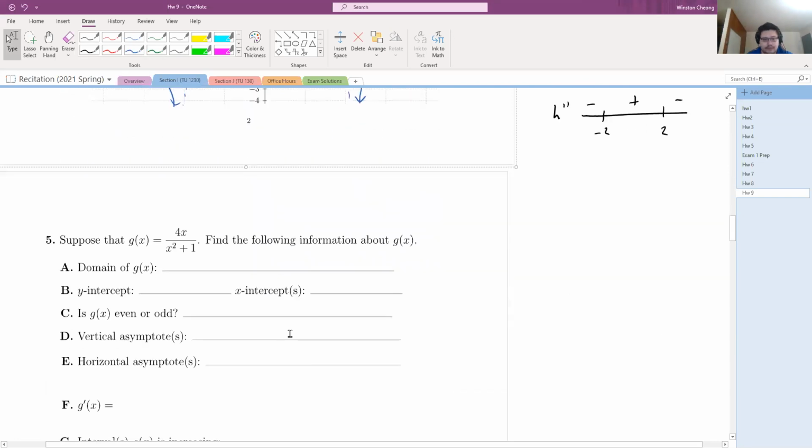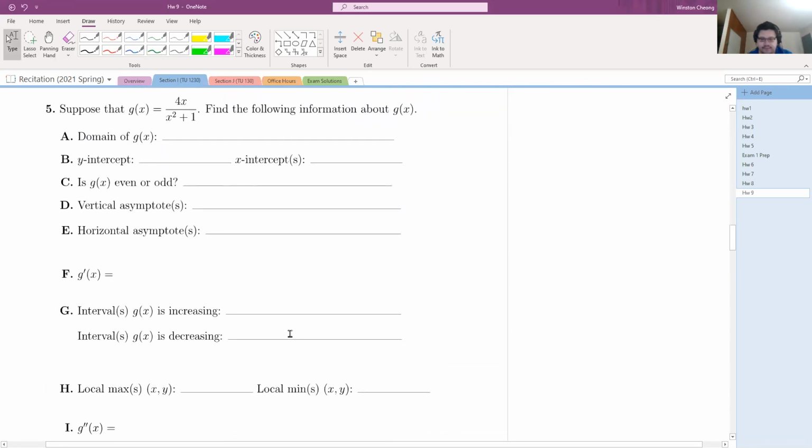Okay. No questions? Then let's do 5, and we'll see if maybe I can do a little bit more. I'm not sure. Depends on how troublesome the other ones are.